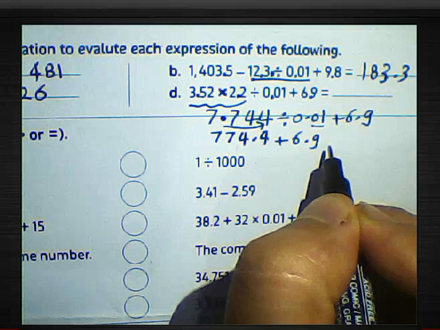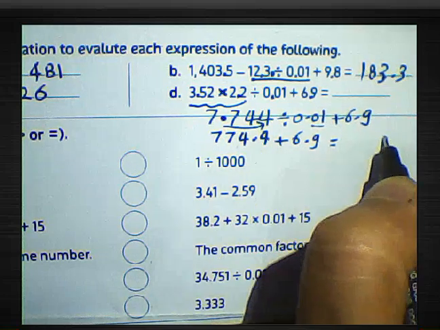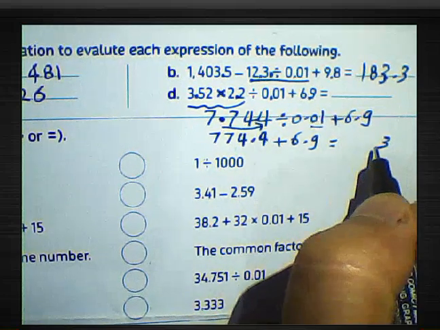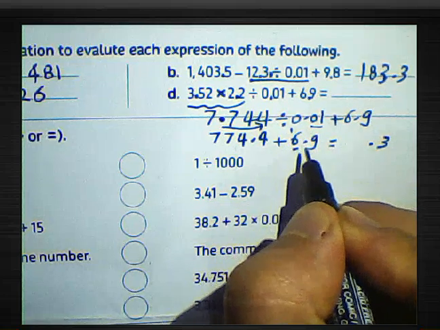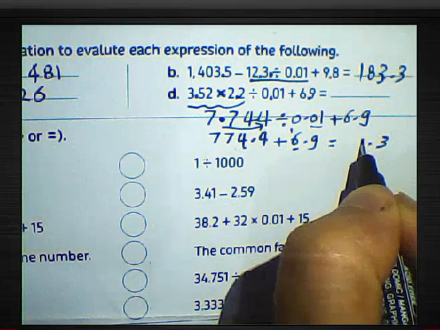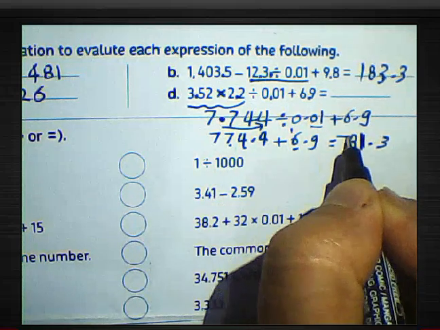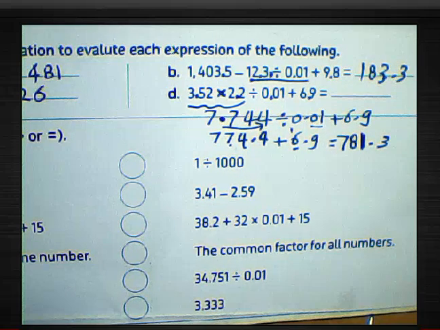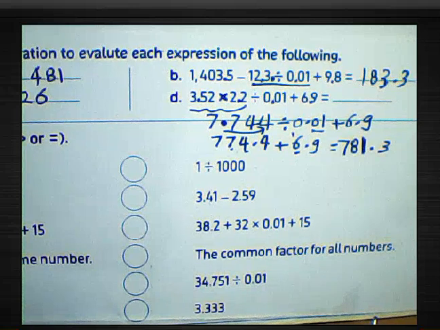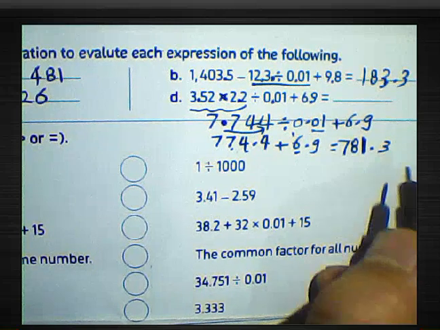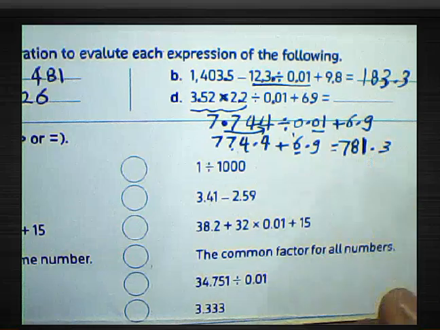Complete with me. 9 plus 4 equals 13, write 3 and carry 1. 6 plus 1 equals 7, 7 plus 4 equals 11, write 1 and carry 1. 1 plus 7 equals 8, and write 7 behind it. The result will be 781.3.